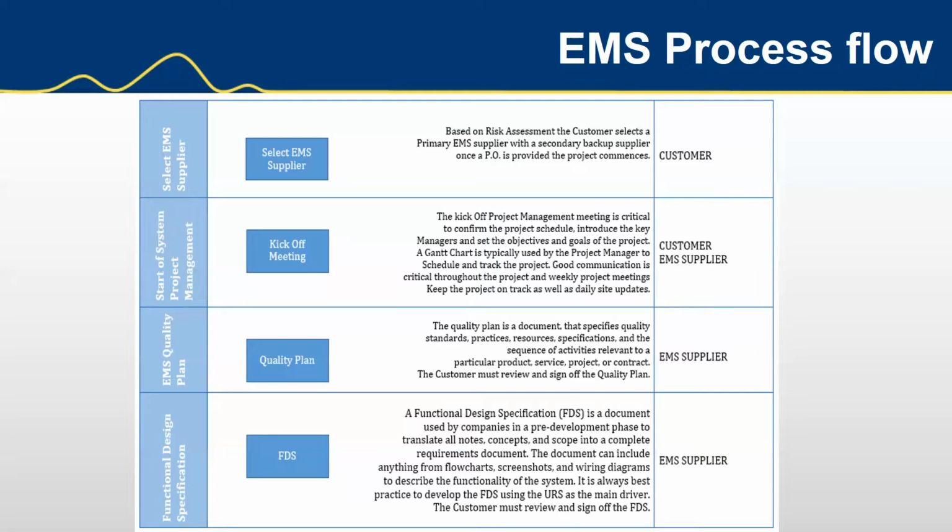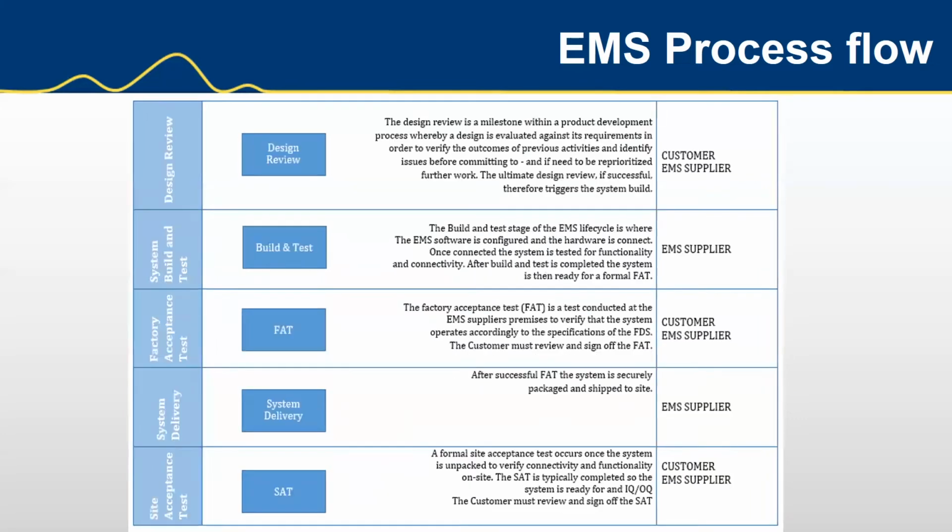And really the FDS is the design of the system, and once that gets signed off, we can definitely move on to the next stage, design review. The customer and the EMS supplier will go through the design review and make sure that the design meets the requirements. So it's traceability back to the URS, looking at risk and how the design mitigates the risks that have been brought up in the risk assessment.